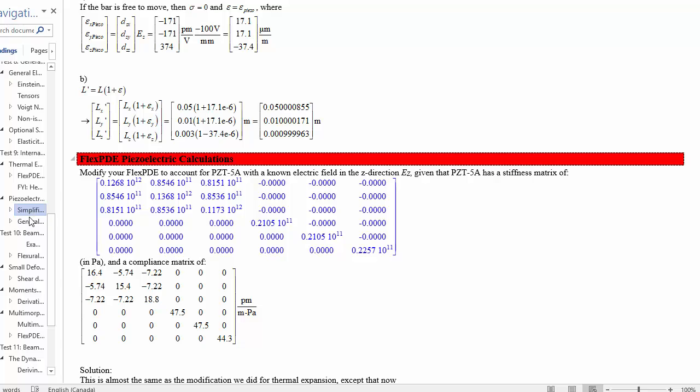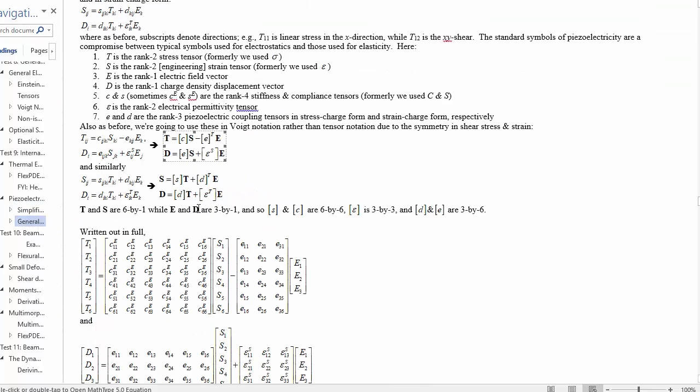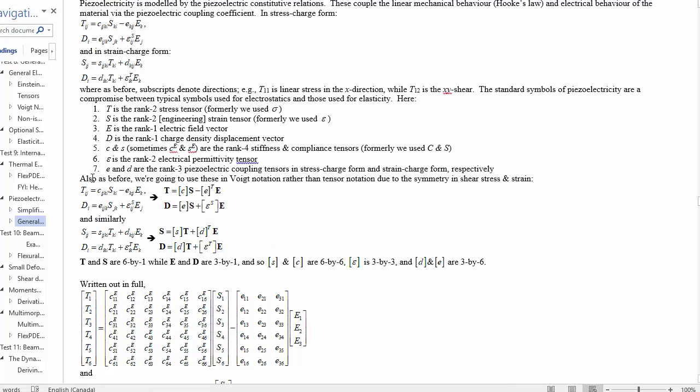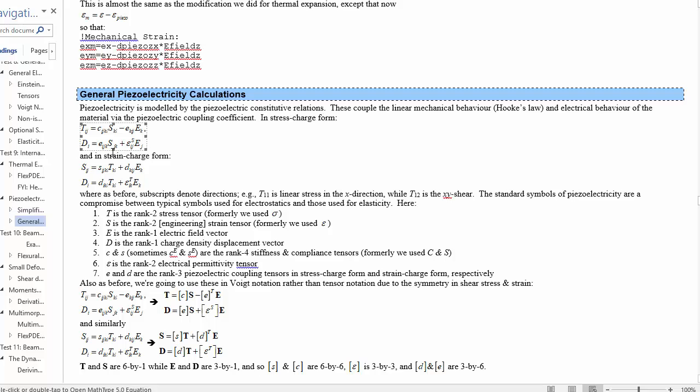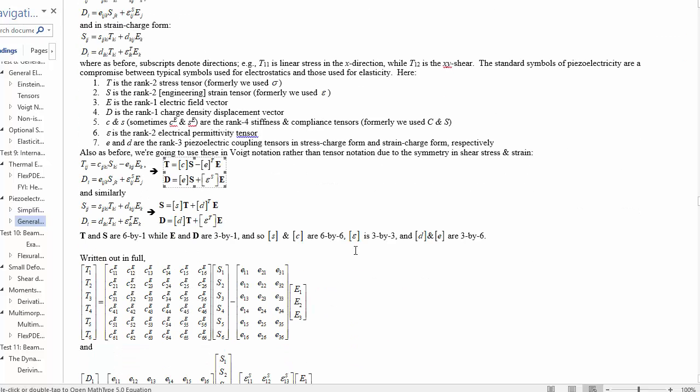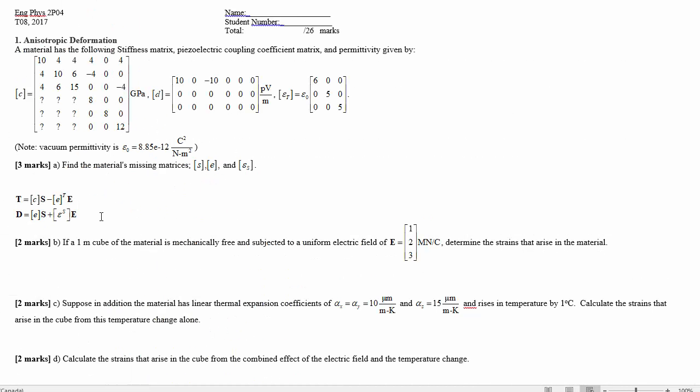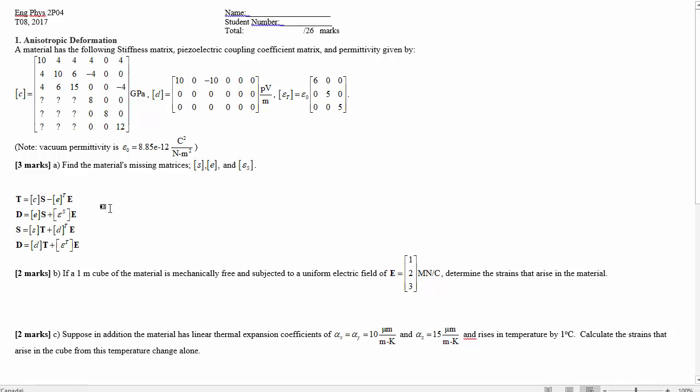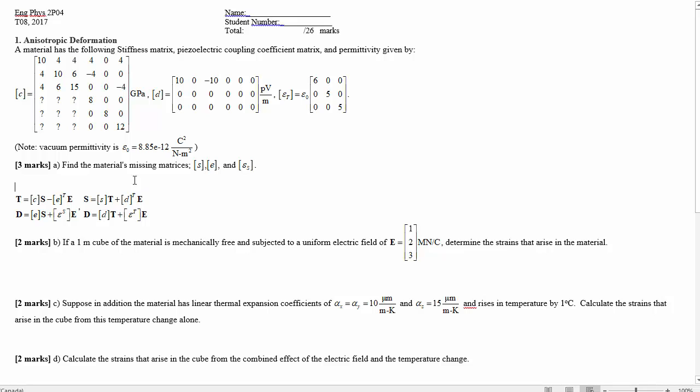But what I'm going to do for the video is just start with general piezoelectricity and work with these two different equations. So these are the piezoelectric constitutive equations. The first one, in the format that gives you stress and charge displacement vector, is the stress charge form, and the second one is the strain charge form, the one that gives you strain and charge displacement vector. If we copy down the vector form of these, we'll be messing around with these. So the missing matrices are S, E, and epsilon S.